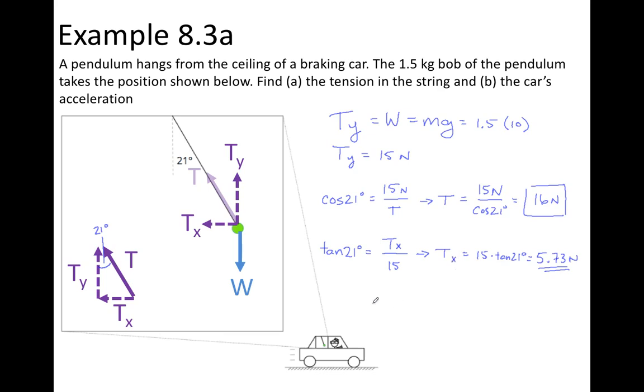The acceleration occurs in the x direction. Therefore, the net force is just the sum of all the forces in the x direction. There is only one force in the x direction. We can determine the acceleration by dividing the net force, which we know is the same as Tx, divided by the mass. I can fill in the numbers. The mass was given as 1.5 kilograms. And this will give us a value for the acceleration as 3.82 meters per second squared.